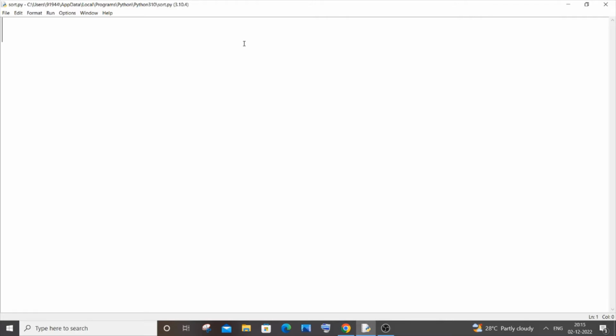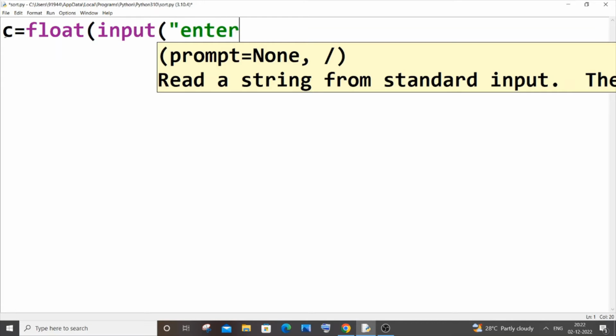So let C be my Celsius equal to, and here you need to focus on an important thing. We shouldn't be using int of input, because the input temperature can be in the form of a decimal or a float number. So for that reason we will be using float of input. So it's going to be float and it's going to be input, and let me just have a message as "Enter Celsius". Yeah, I think that's the right spelling.